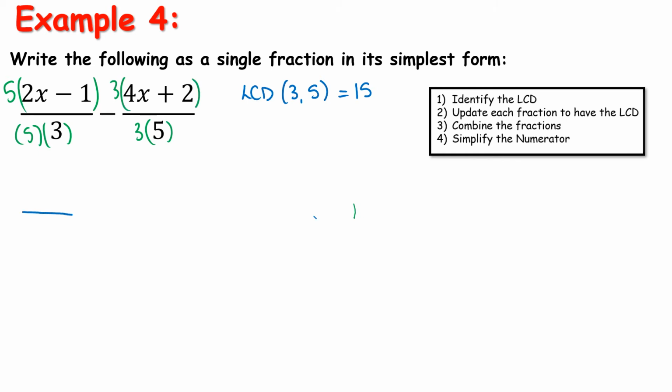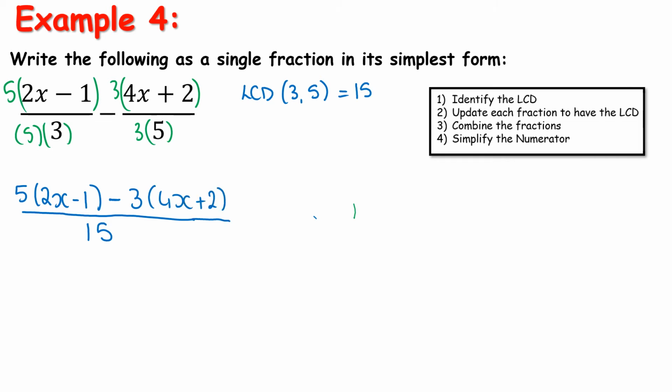And now we have a common denominator of 15, and we have 5 times 2x minus 1. Be careful with your signs, this is a subtraction. Then I have 3 times 4x plus 2.